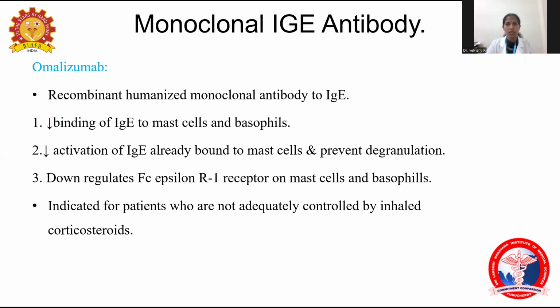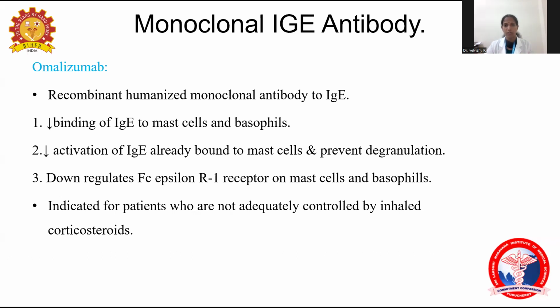Next, we have monoclonal antibody. The monoclonal antibody is omalizumab. It is a recombinant humanized monoclonal antibody to IgE. What is the action of omalizumab? It decreases the binding of IgE to mast cells and basophils. If IgE binds with the mast cell, only then will the mast cell undergo degranulation. So it prevents the binding of IgE antibody to the mast cell itself. That's the main action. The second is that even if the IgE antibody is already bound with the mast cell, it decreases the activation and prevents the degranulation.